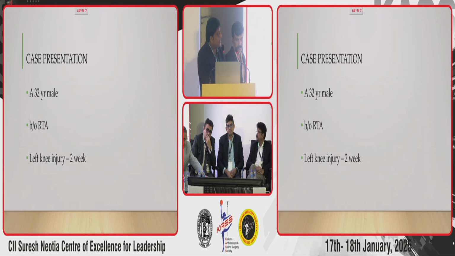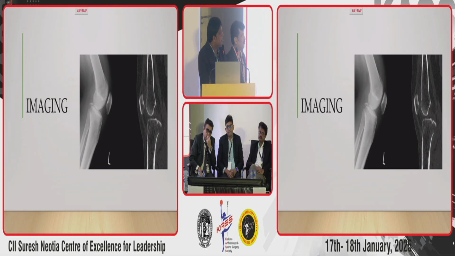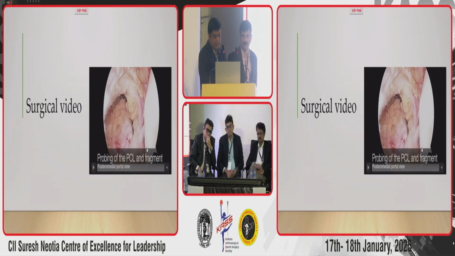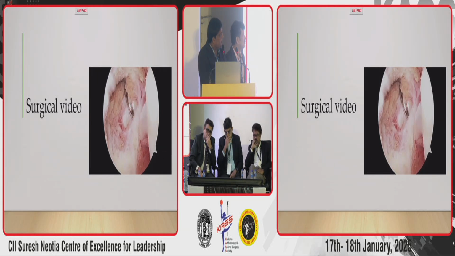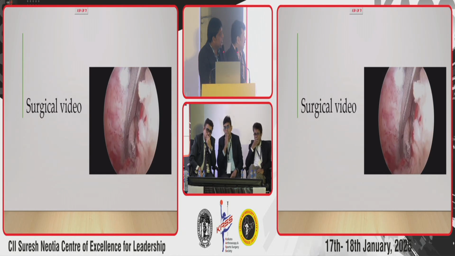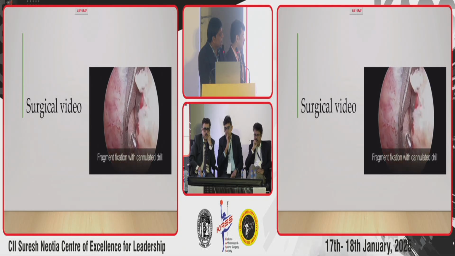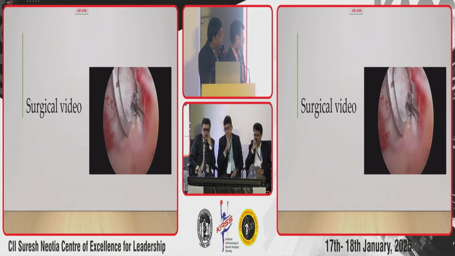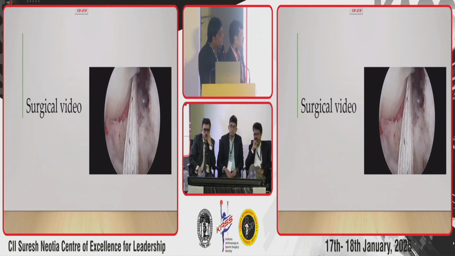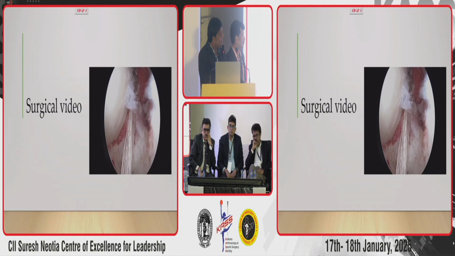I'll just show a short case presentation. It's a 32-year-old male, RTA, left knee injury, 2 weeks. That's the posterior big chunk PCL avulsion. That's with probing the fragment. It was done with an adjustable loop by suture pull through. That's an ACL jig we used, as sir said earlier. We drilled through that, so pass the loop wire, pull the button, and reduce the fragment onto the avulsion fracture bed.